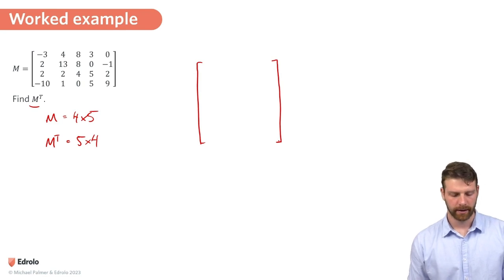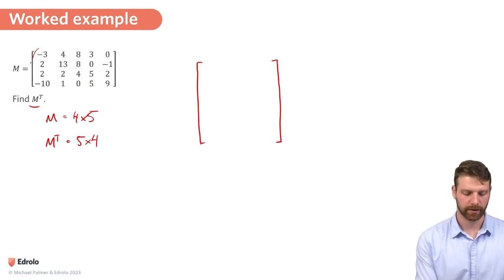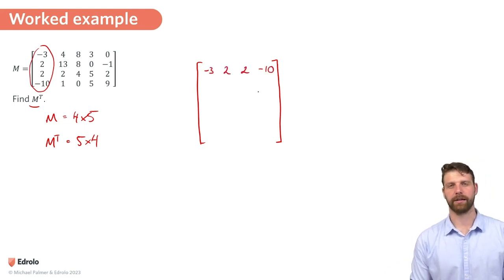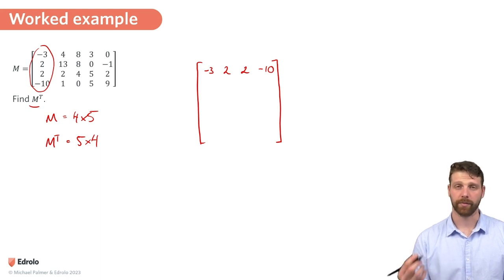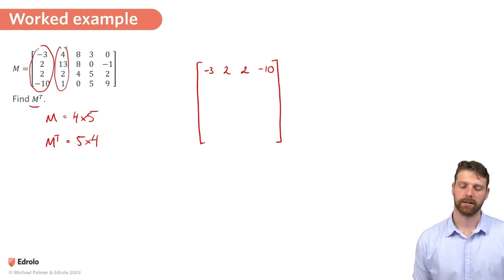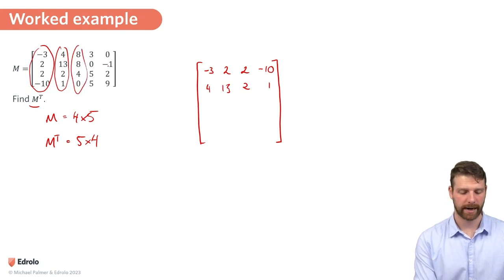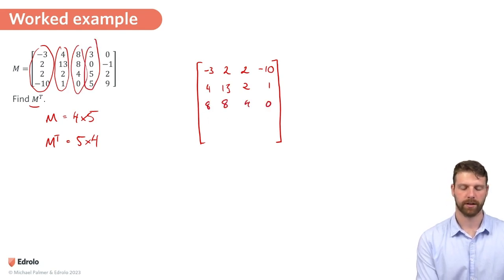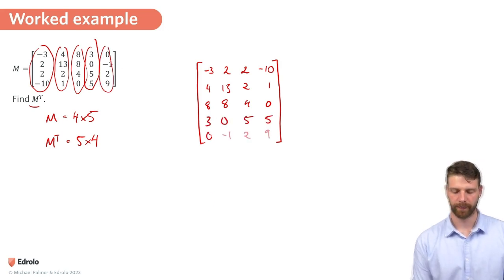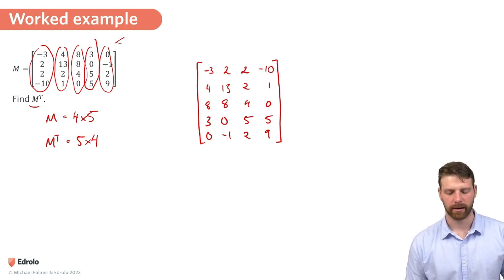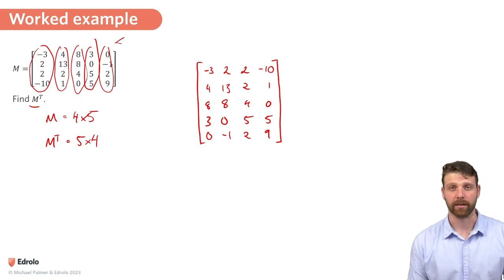Okay, something like that. And you can do it either way, but I'm going to make the first column the first row. So I've put in -3, 2, 2, -10. Okay, and now the second column needs to become the second row. So I'm going to put down 4, 13, 2, 1 in that order. Okay, next one, 8, 8, 4, 0. Next one, 3, 0, 5, 5. And last one, 0, -1, 2, 9. When you do this, you don't have to circle the rows or circle the columns as you go. I'm just doing that so you can see what my thinking looks like.